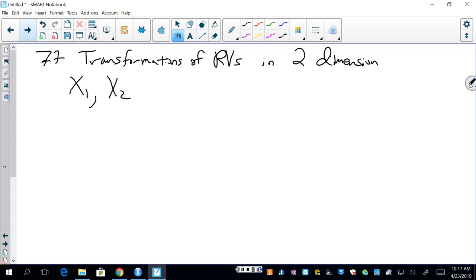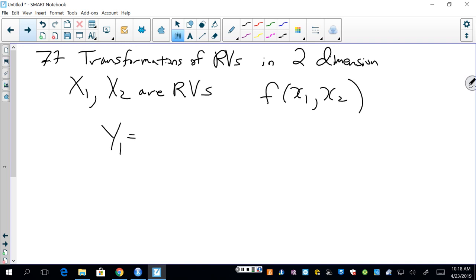X1 and X2 are random variables. For some transformations, like adding them together or taking the difference, linear combinations of these, if they're independent, you can do a lot with moment generating functions. But if they're not independent, then that doesn't work. That would be the joint probability density function. And we're going to consider taking two functions here that transform them, and we're going to consider one special example.